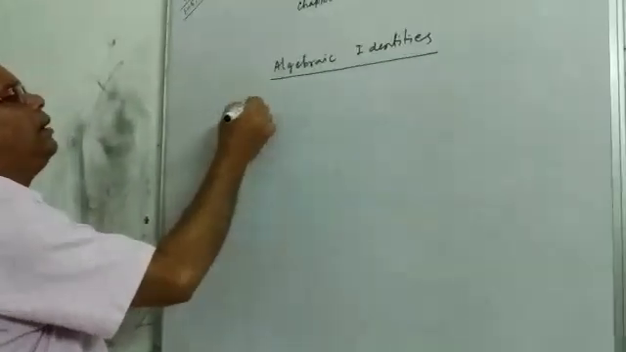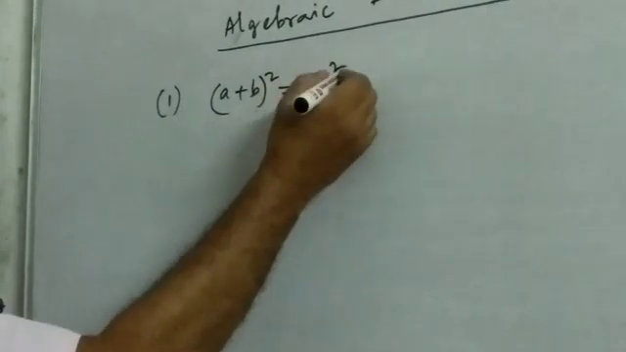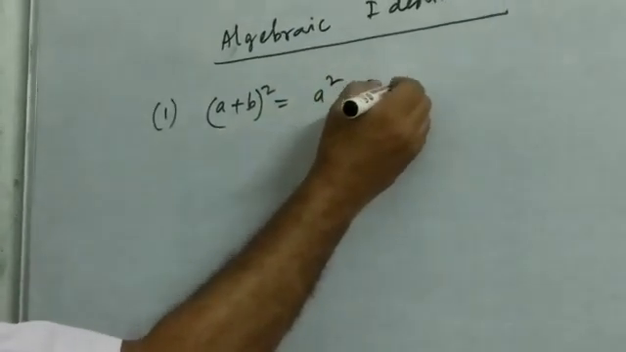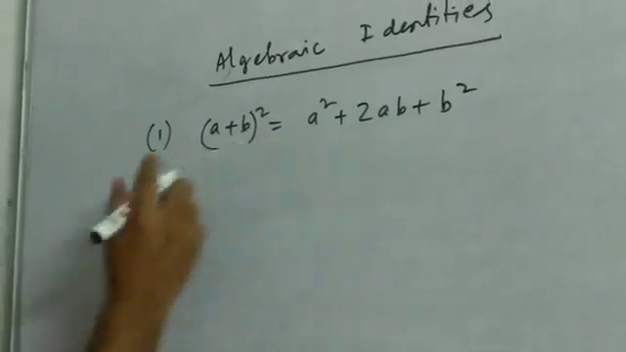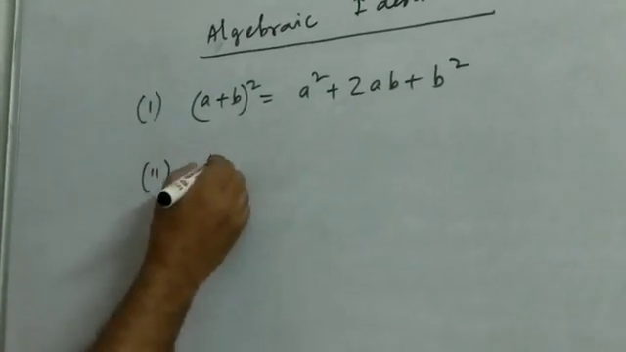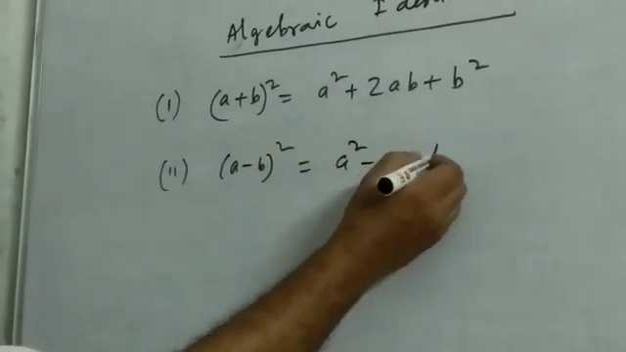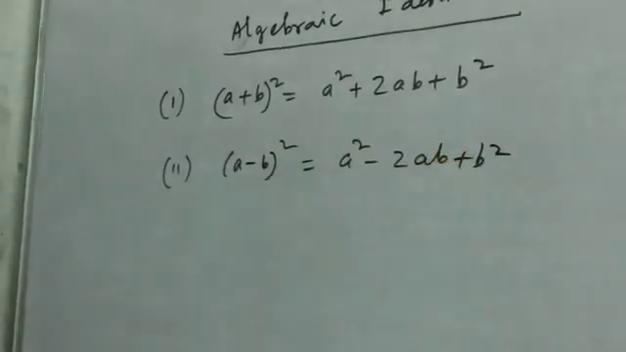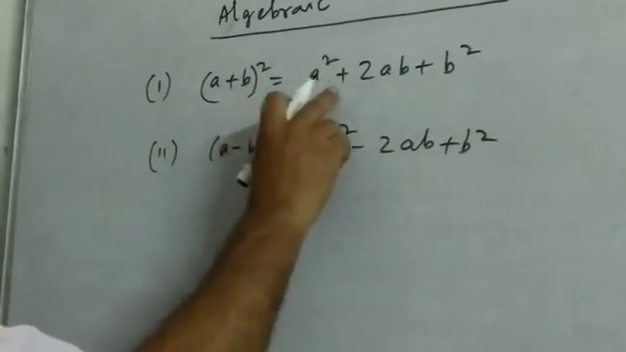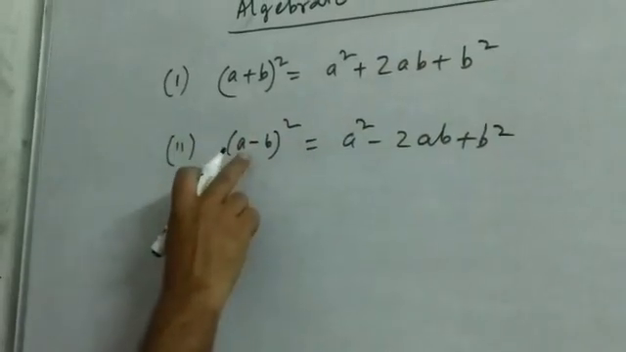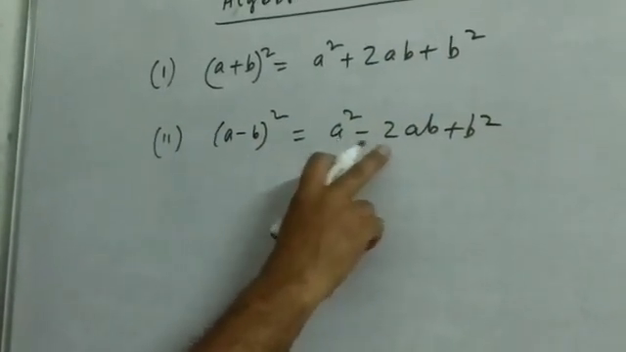So number 1, (a plus b) whole square is a square plus 2ab plus b square. You know this identity. Number 2, (a minus b) whole square is a square minus 2ab plus b square. If (a plus b) whole square, then the 2ab term is plus, all is plus. And if (a minus b) whole square, a square and b square are plus, but the 2ab term is minus.